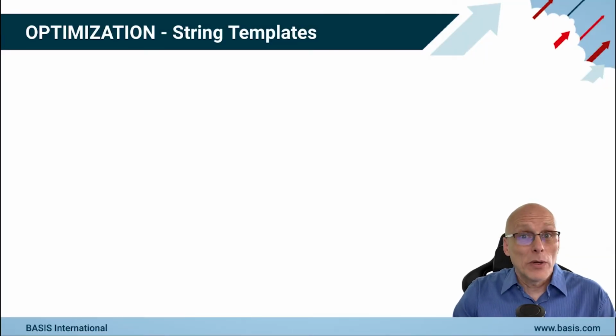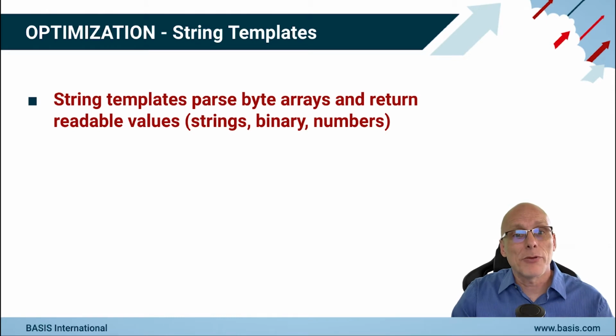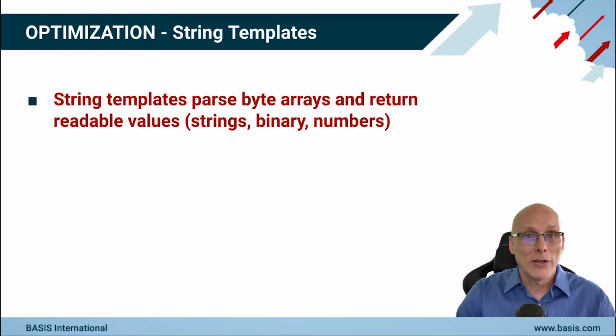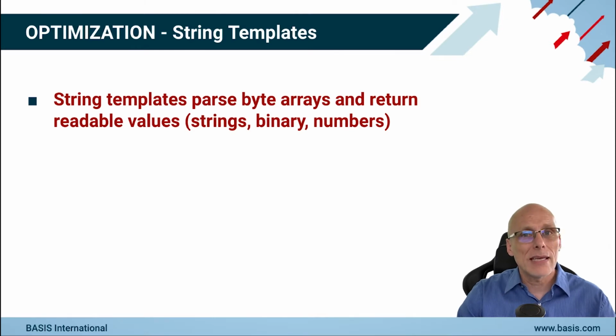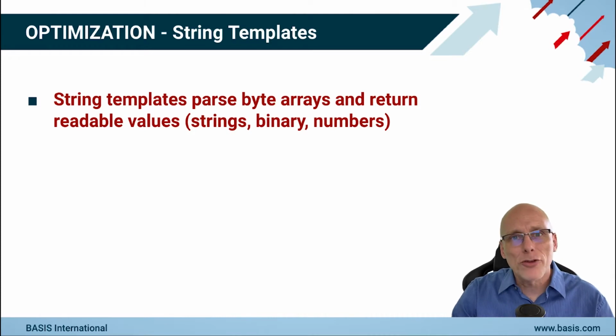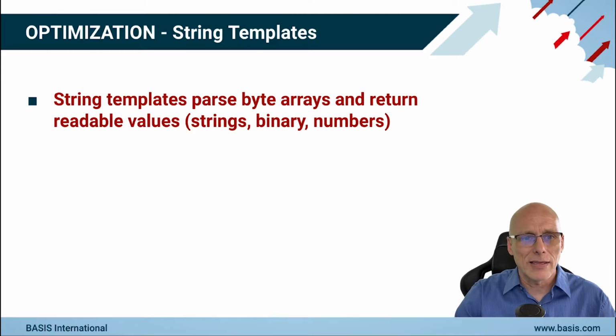All right, so now the next thing we want to talk about is string templates. Keep in mind what I'm doing here is setting a foundation of understanding of the various components of optimization so that we can then use that understanding of those fundamentals when it comes to building our own queries. String templates parse byte arrays and return readable values. The data files at the file system level essentially store byte arrays. And a string template allows us to quickly and easily parse that byte array into meaningful fields like customer number, last name, first name, those kinds of things. And it handles strings, binary data, as well as numbers.